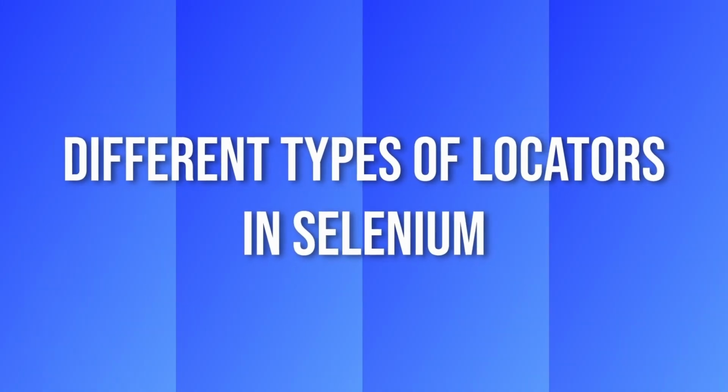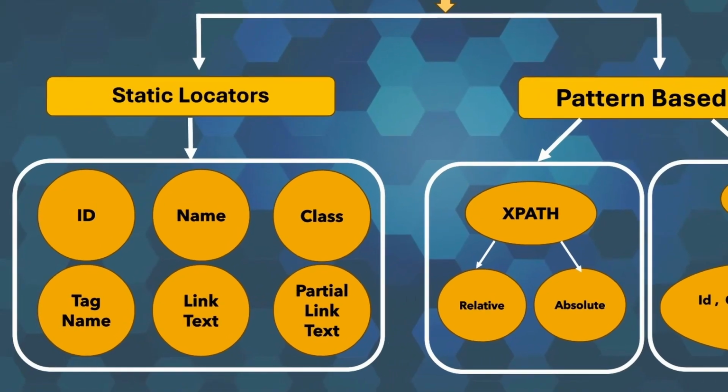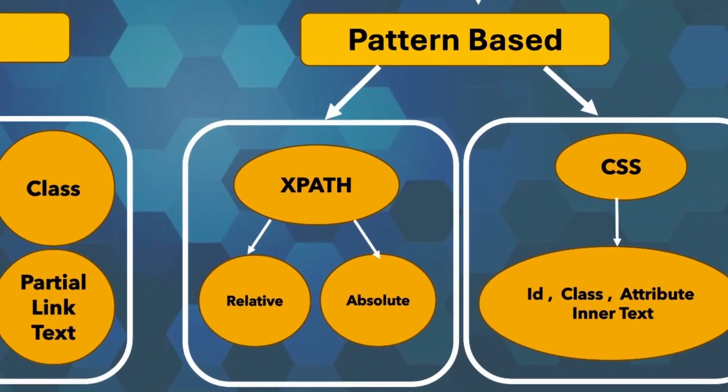There are several types of locators that you can use with Selenium, each of them serving a different purpose and suited for different scenarios. Let me give you a quick overview of the different types of locators we have, and then we can deep dive into each one in detail. We have categorized locators into two main categories based on how they are derived. First is attribute based locators, and then we have pattern based locators.